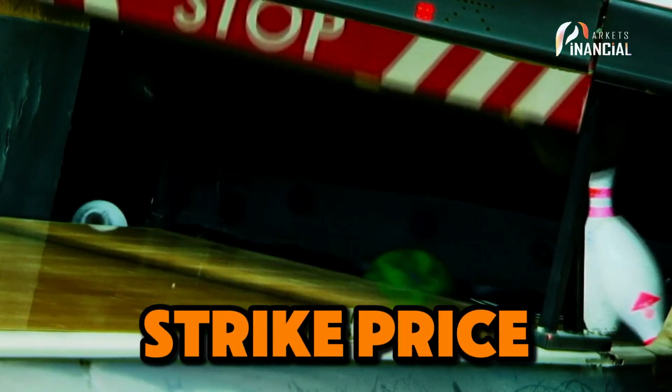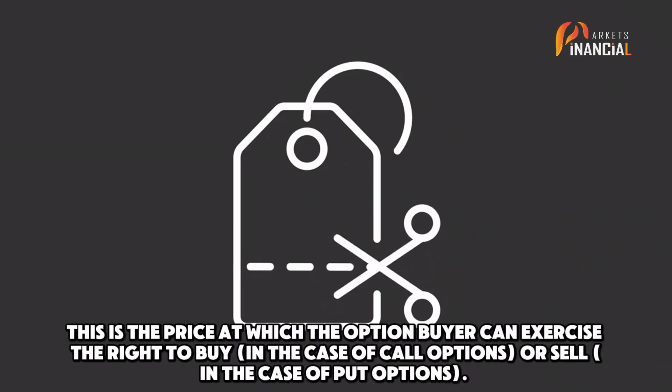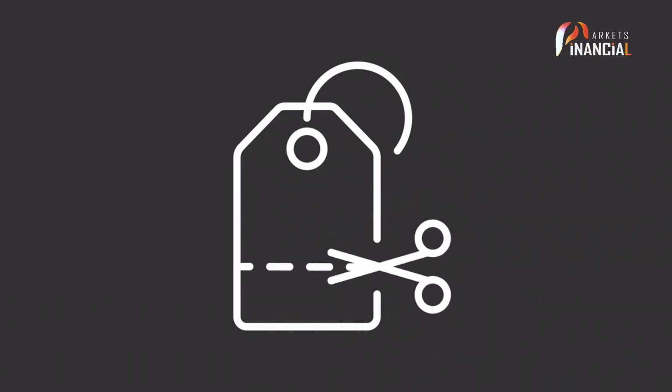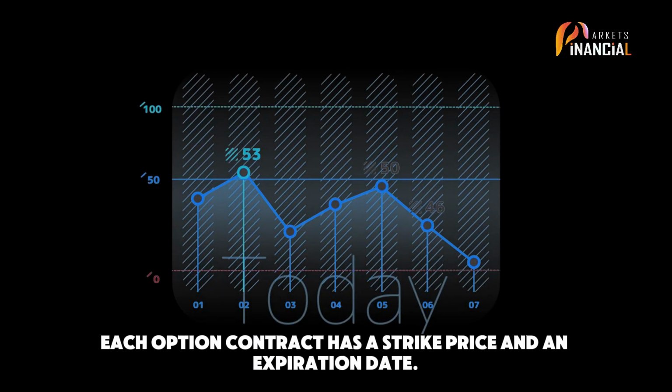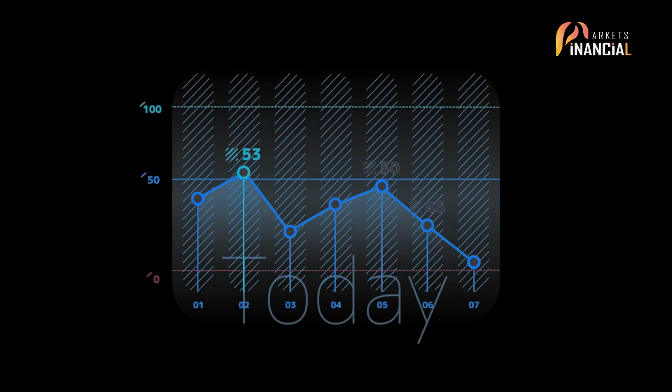Strike price. This is the price at which the option buyer can exercise the right to buy, in the case of call options, or sell, in the case of put options. Each option contract has a strike price and an expiration date.